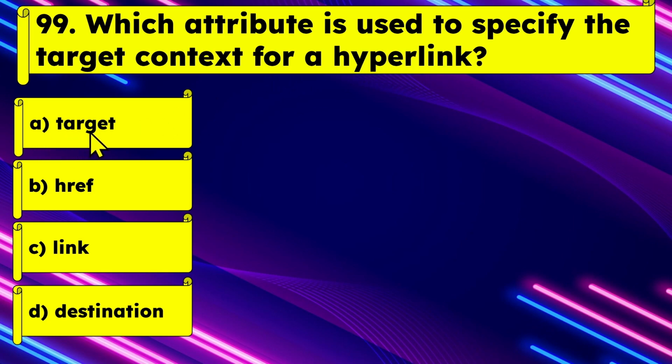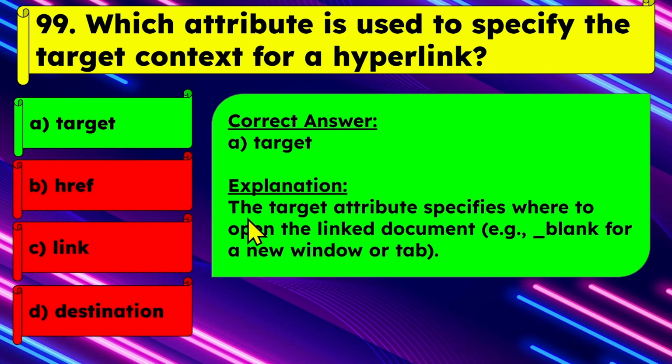Next question says, which attribute is used to specify the target context for a hyperlink? Option A, target. Option B, href. Option C, link. Or option D, destination. So here the correct answer is option A. As you can see, the target attribute specifies where to open the linked document. For example, _blank for a new window or tab.